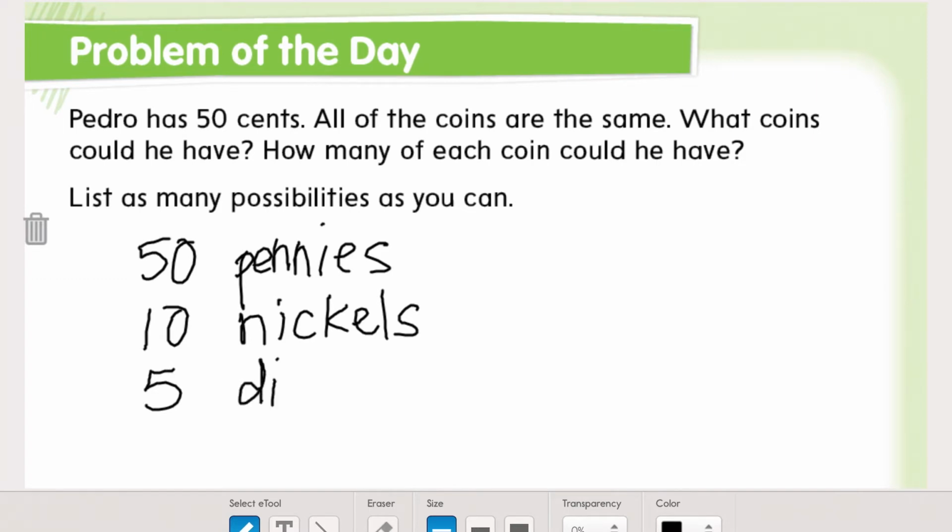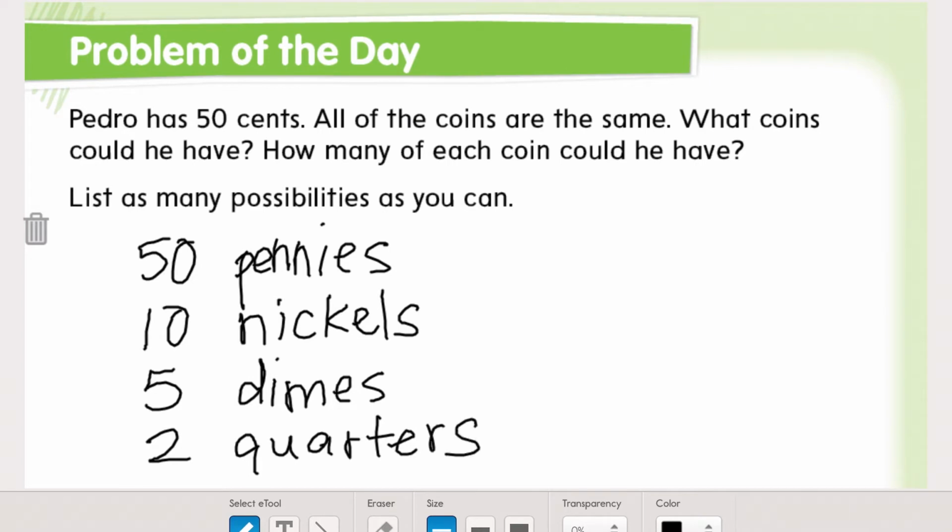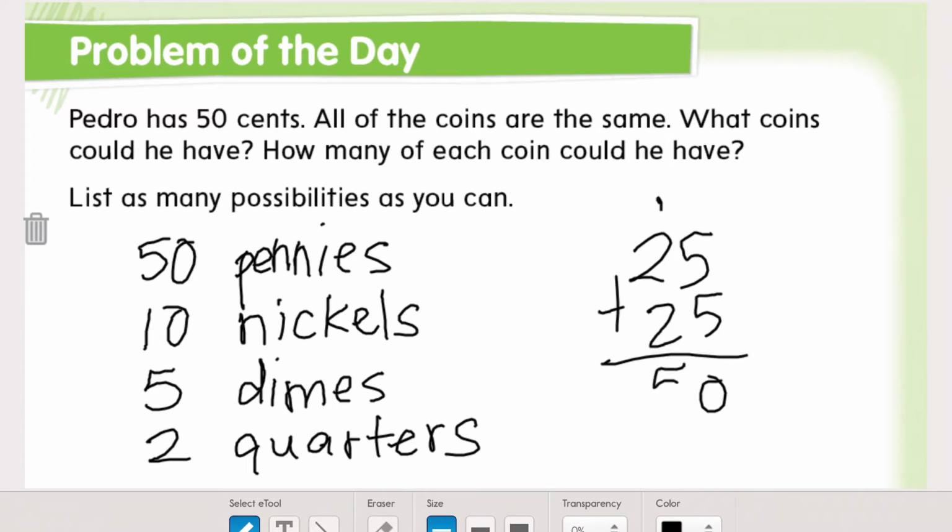5 dimes, right? If we count by tens, 10, 20, 30, 40, 50. And then two quarters would also make 50 cents because 25 plus 25 equals 50. So those are the different ways that we could make 50 cents using only coins that are the same.